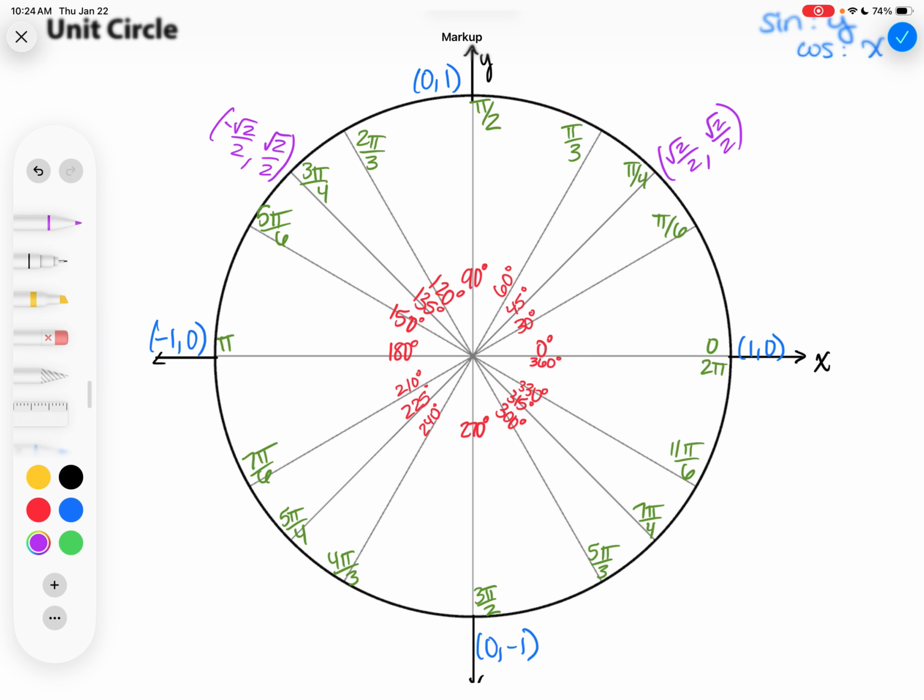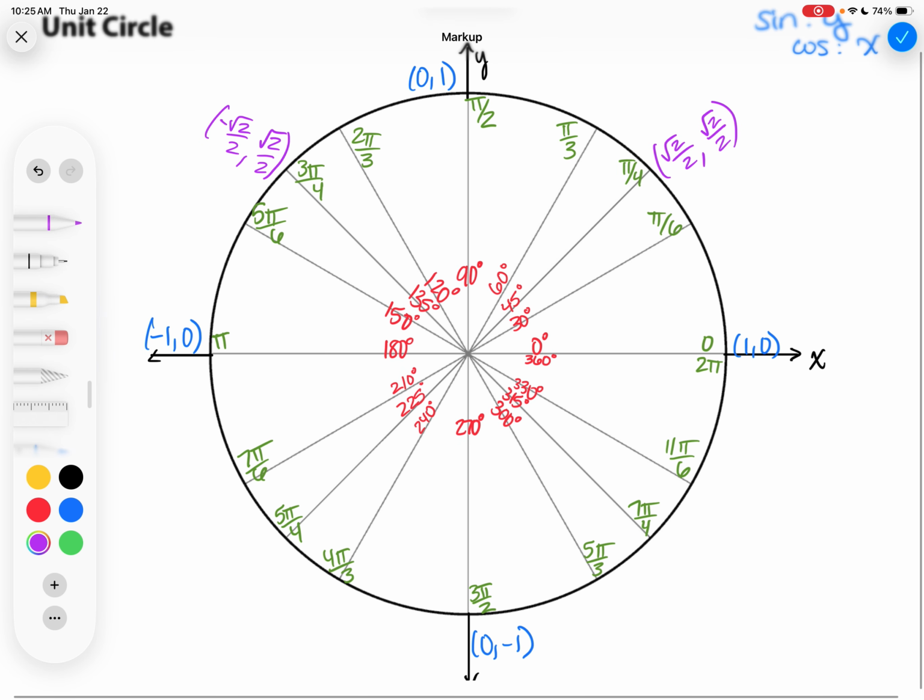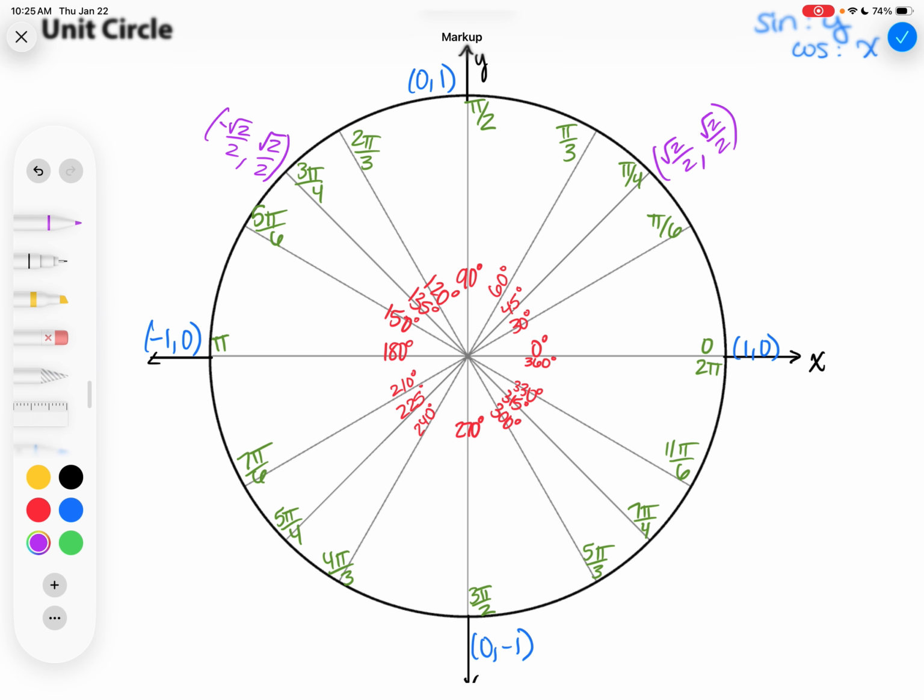This kind of makes a lot of sense. If you're a patterns person, this is not hard. If you're not a patterns person, then maybe I'll make you one. I'll turn you into a patterns person by the end. All right, then we come down here to 5 pi over 4. Well, x and y are both negative, so both of these are negative root 2 over 2.